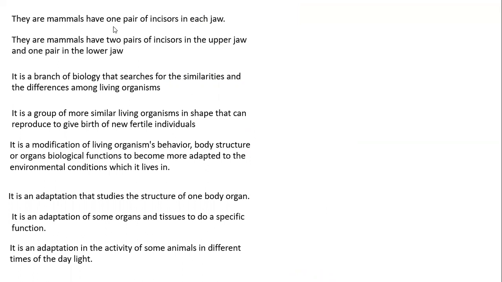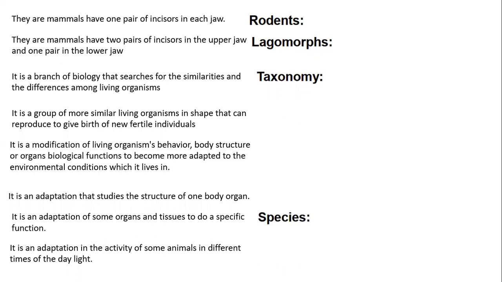Another one. They are mammals that have 1 pair of incisors in each jaw, 1 pair up, 1 pair down. Yes, rodents. Excellent. They are mammals that have 2 pairs of incisors up and 1 down in the lower jaw. Yes, lagomorphs. Excellent. It is a branch of biology that searches for similarities and differences among living organisms. This is taxonomy. It is a group of more similar living organisms in shape that can reproduce to give birth to new fertile individuals. I'm talking about species.